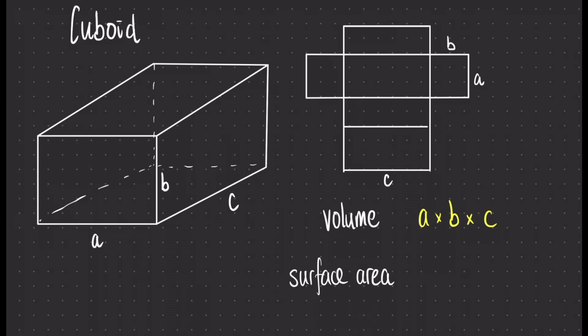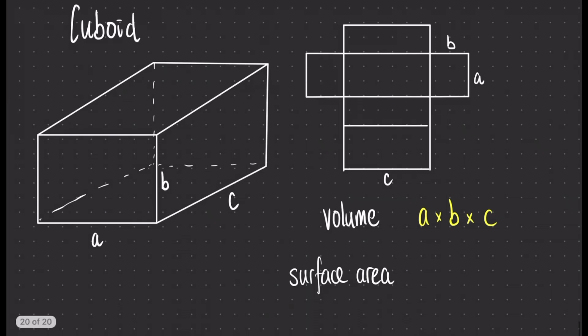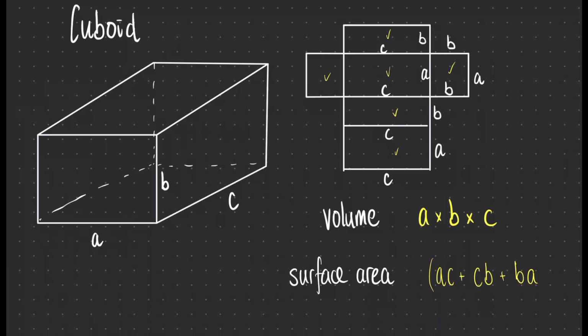Now, of course, these are all sets of parallel lines, so we can easily work out the area of each of these rectangles. So for this bottom one here, we know this is going to be A times C. For this one, it will be C times B. For this one, C times A again. And for this one, C times B. And hopefully you can see what I need to do is A times C plus C times B plus B times A, except I'm doing all of that twice. So I'm just going to put that in brackets and times it by 2. So that's the surface area and the volume of a cuboid.